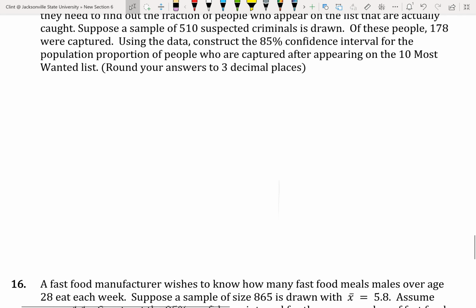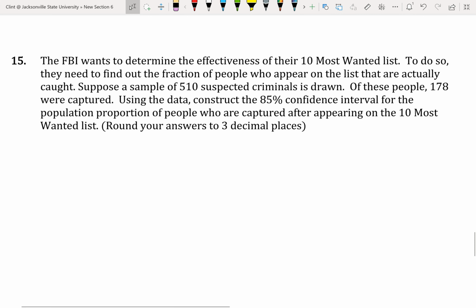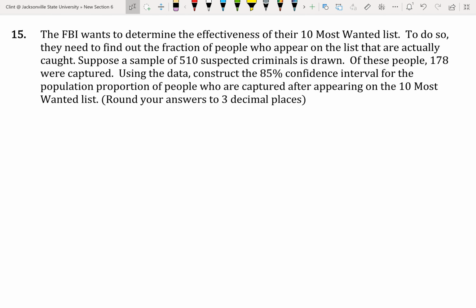Okay. Number 15 says FBI wants to determine the effectiveness of their 10 most wanted list. To do so, they need to find out the fraction of people. Okay, so that tells you this is a proportion who appear on the list that are actually caught. Suppose a sample of 510 suspected criminals is drawn, so that's our sample size n. Of these people, 178 were captured. Using the data, construct the 85% confidence interval for the population proportion of people who are captured after appearing on the 10 most wanted list.